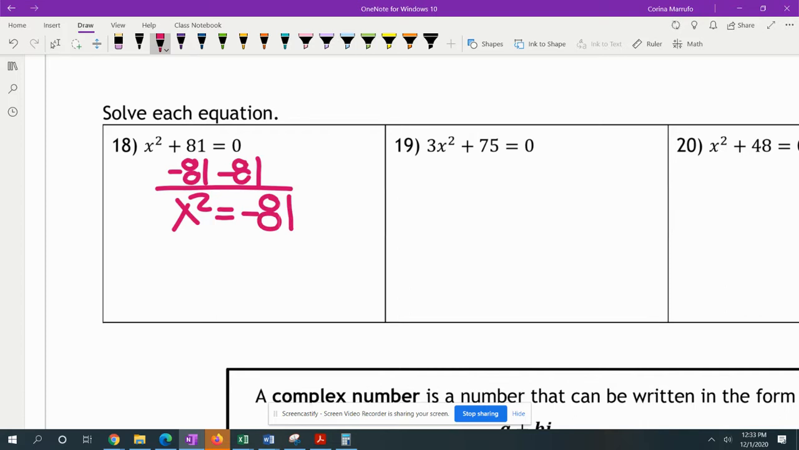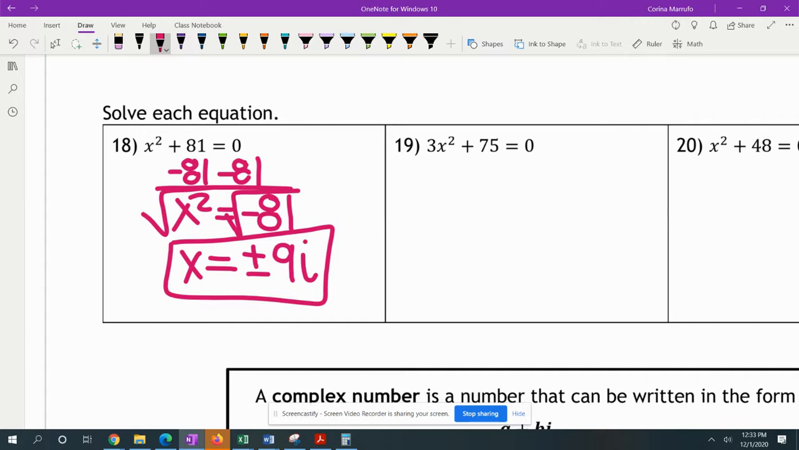Then to solve for x, we go ahead and take the square root on both sides. And we get x equals, well, the square root of 81 is 9. So it's going to be plus or minus 9. And it's going to be an imaginary number because of the negative.